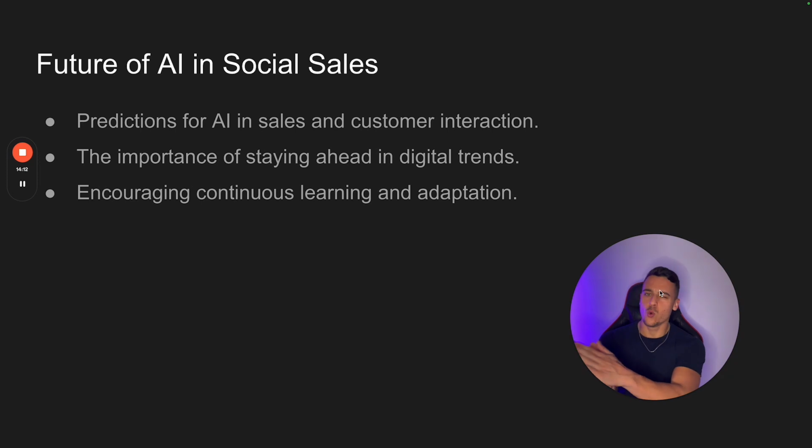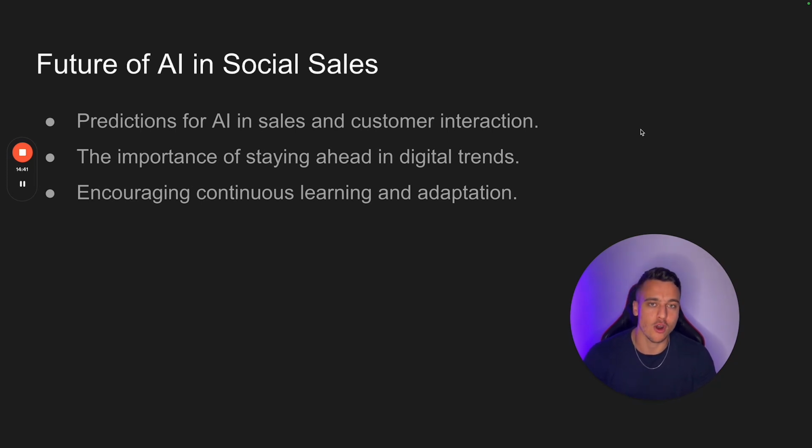Now let's just quickly dive into the future of AI in social sales. I know you guys already saw the quick video at the very beginning of the AI appointment setting coach, and he has been working in this industry and teaching people to become appointment setters, and even he recognizes that this is the future. Now, predictions for AI in sales and customer interaction. My personal prediction is that every single business on Instagram will have an AI in their DMs within 2 years. There's no question about it.